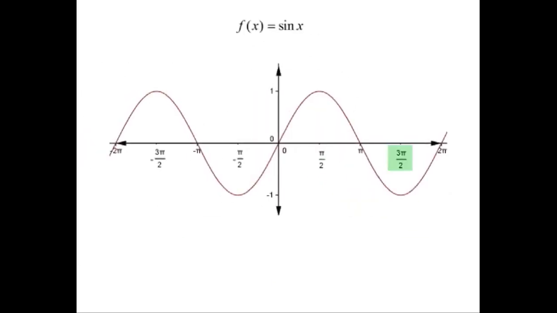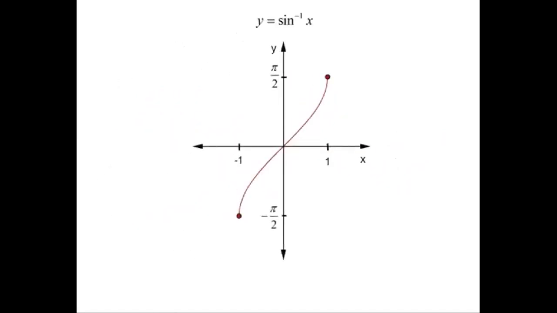In contrast to the sine function, where its inputs are angles and its outputs are ratios between 1 and -1 inclusive. So taking the graph of sine of x and reflecting it about the line y equals x, we have the following graph. Notice that we restricted the domain in order to make this relation a function. In other words, it passes the vertical line test.